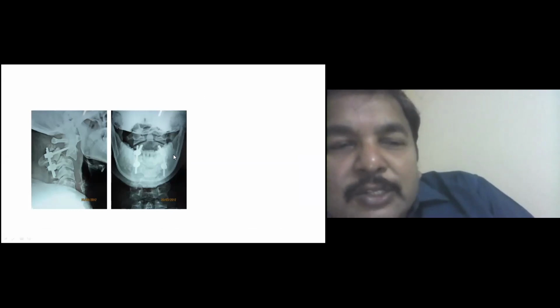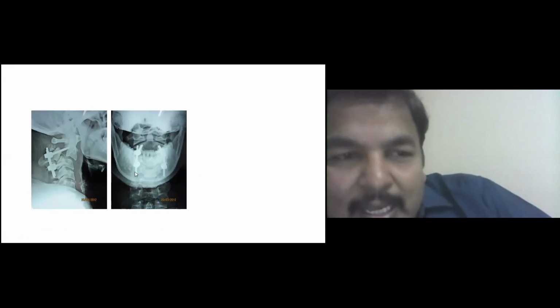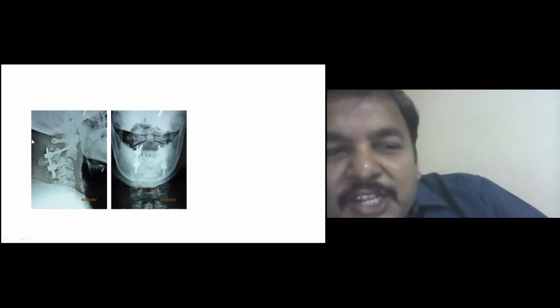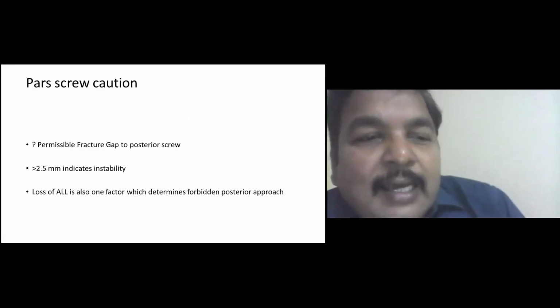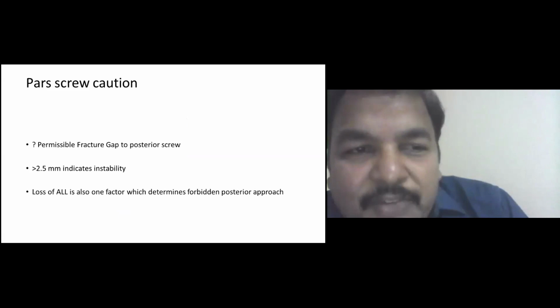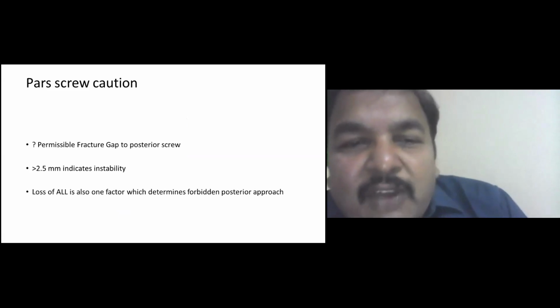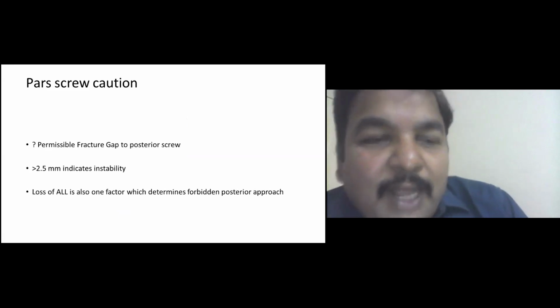So, what are the red flags to put a screw in the pars? In what circumstances do you end up like this? So one of the literature surveys says that the permissible gap of the fracture, which allows the posterior screw to be passed, is around 2.5 to 3 millimeters.